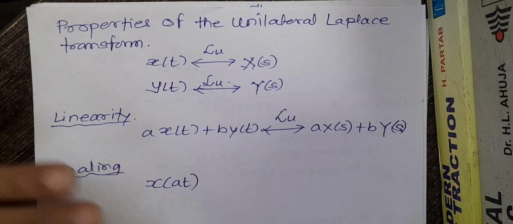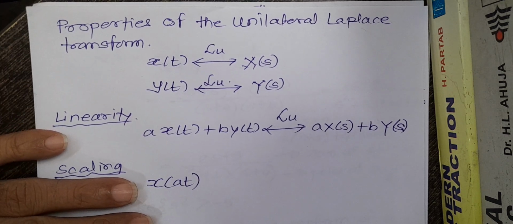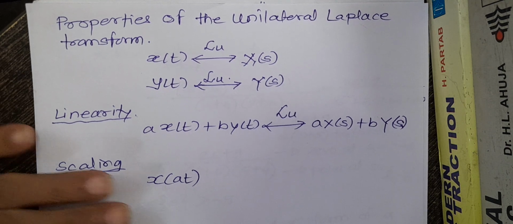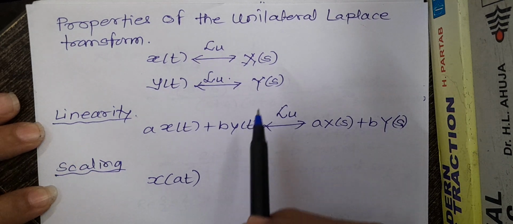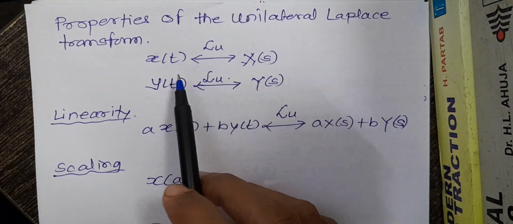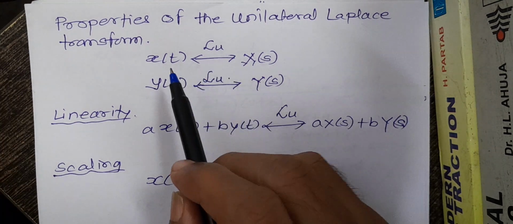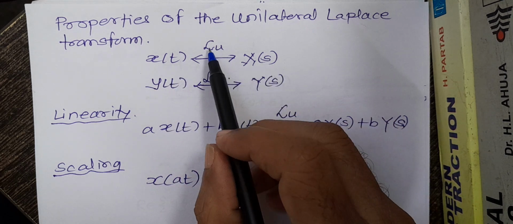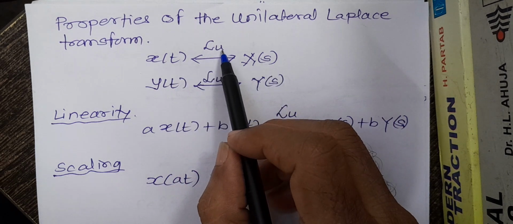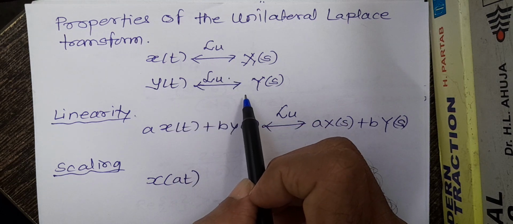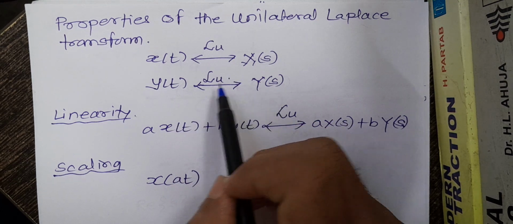Properties of the unilateral Laplace transform. So unilateral Laplace transform, we have found the signal x of t, it is in time domain, has the Laplace transform x of s. So this is a Laplace transform of unilateral function. Similarly, y of t is a pair in Laplace transform is y of s.